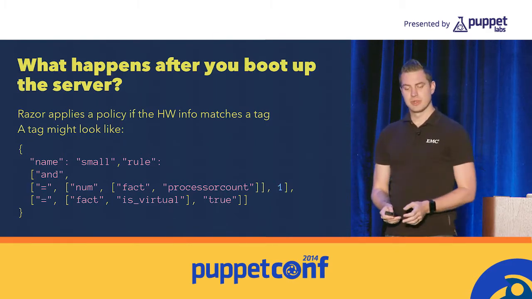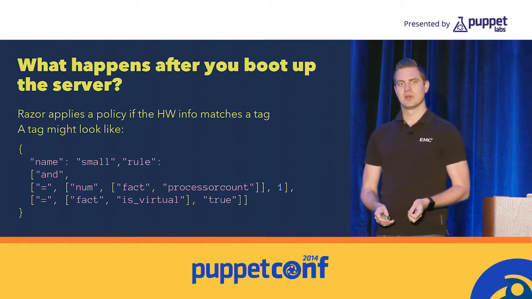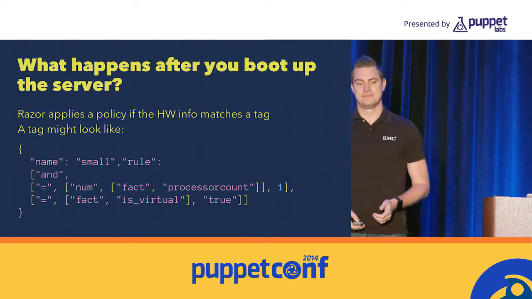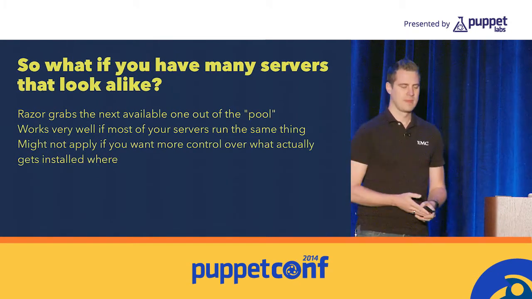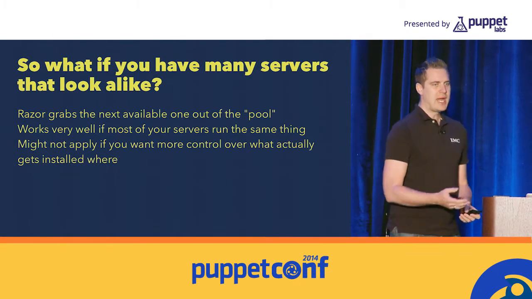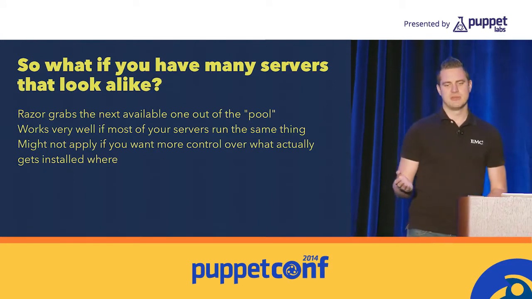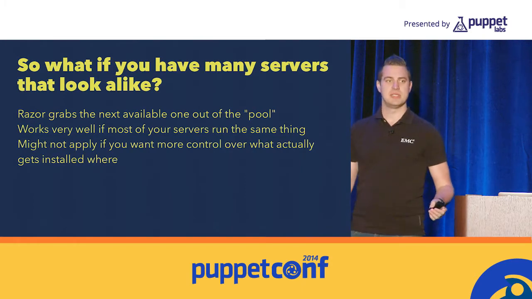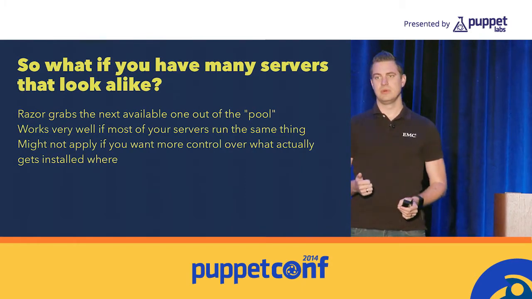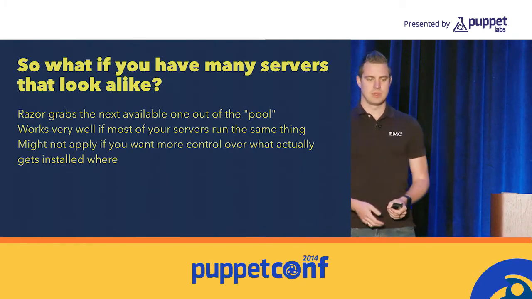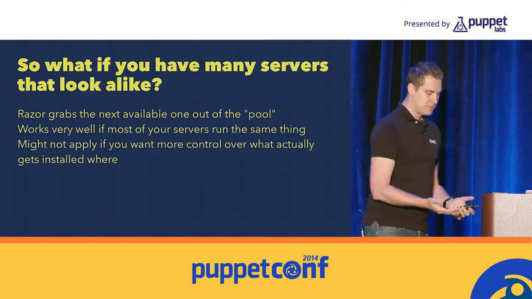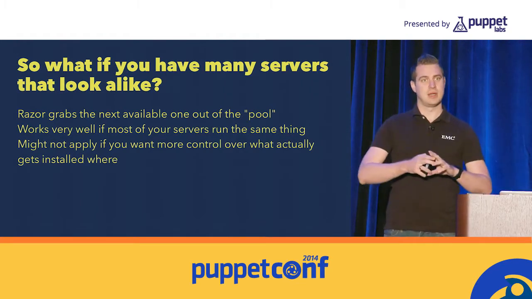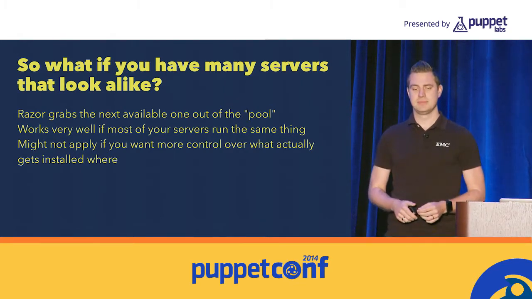Lots of tags. But it's very, very important to understand how the tags work because they make Razor work. So what happens if you have many servers that look alike? Let's say you have 100 of these servers that have one CPU and they're virtual. Well, Razor, when you apply the policy, grabs the next available one out of the pool, so to say, that has that tag applied to it.